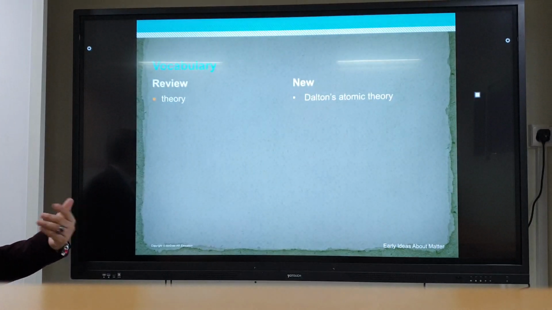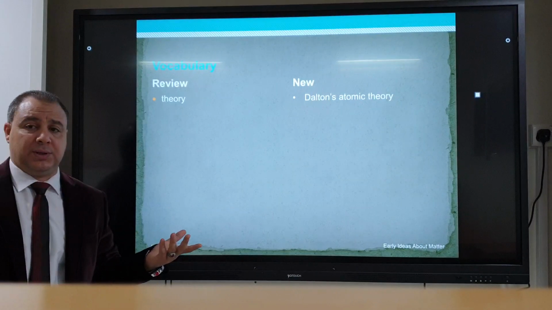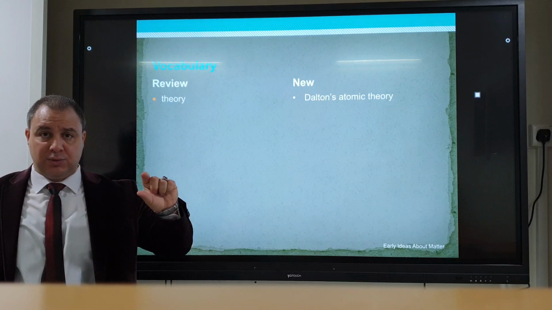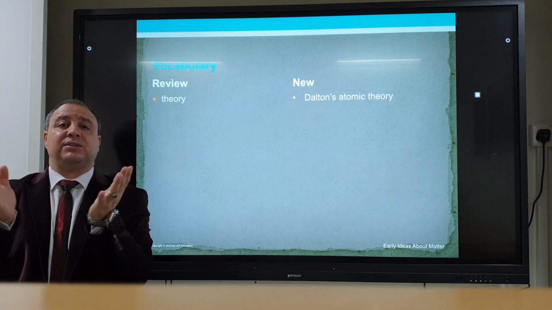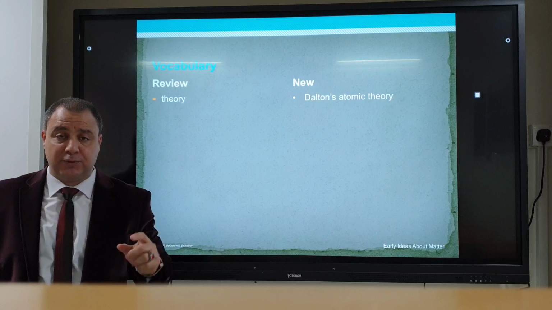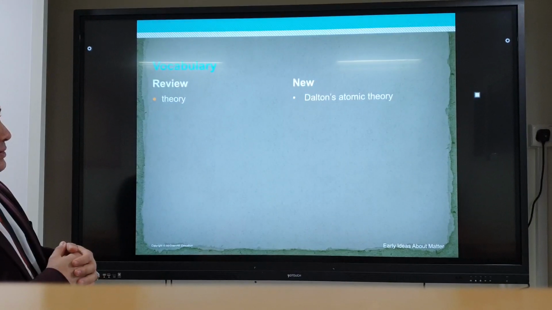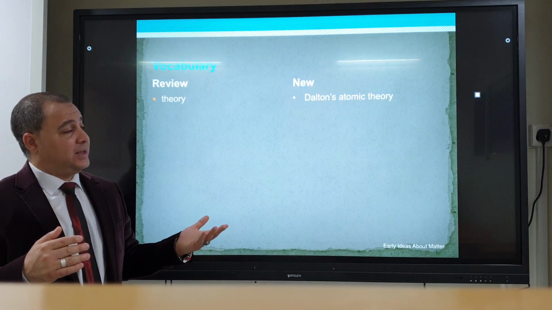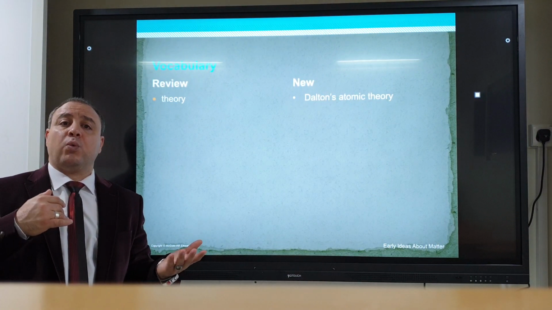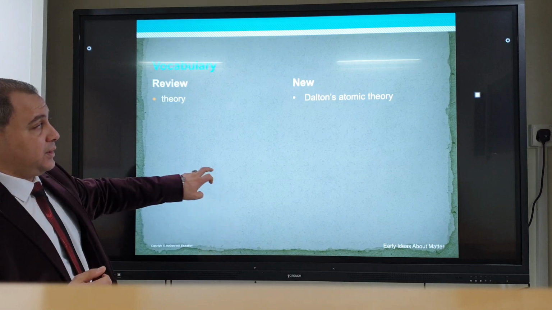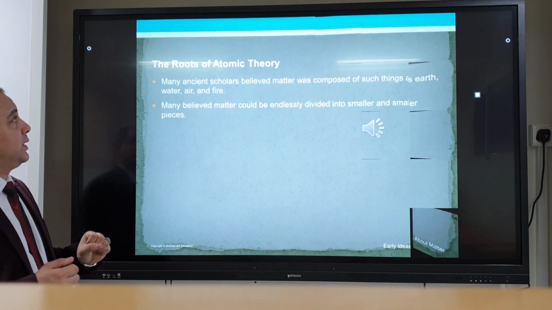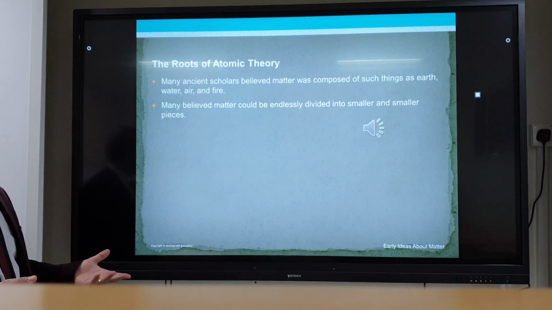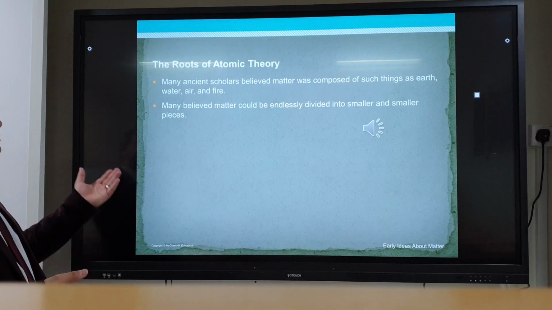First, the vocab that we studied before: theory. What is meant by theory? Yes, good. A theory is an explanation of a scientific idea or scientific information by a scientist. Now Dalton's atomic theory: what Dalton said about his theory, the main basis of atomic theory about matter.